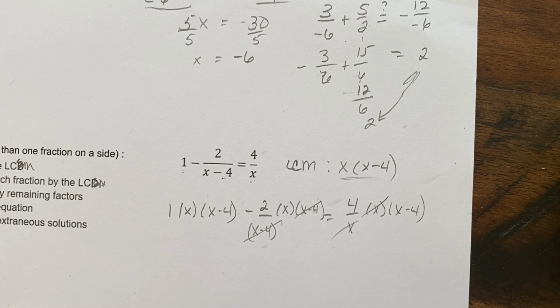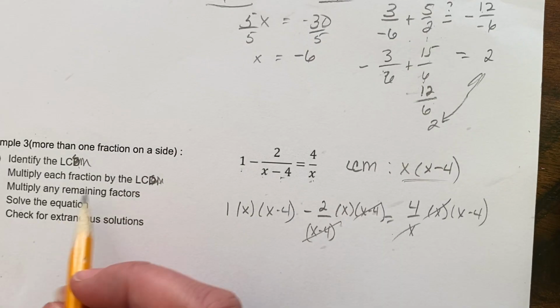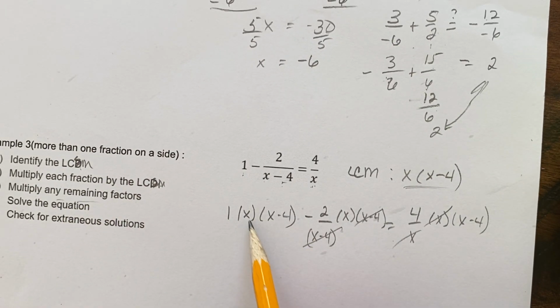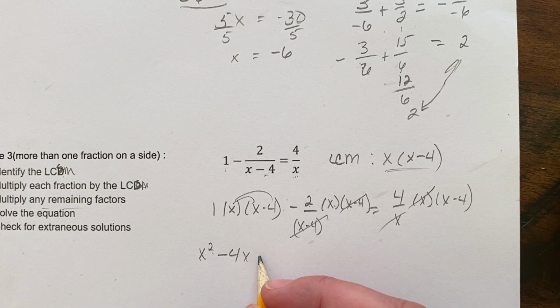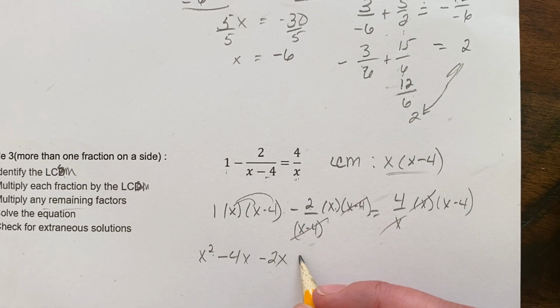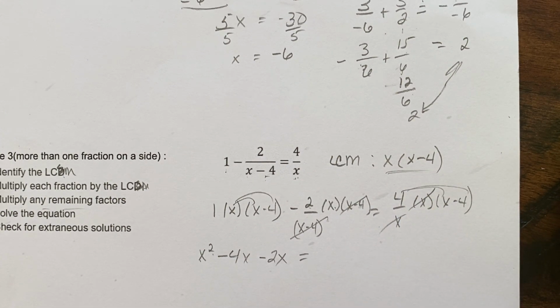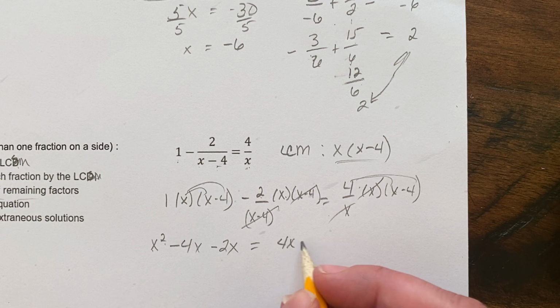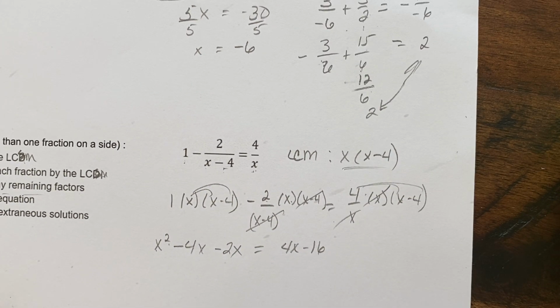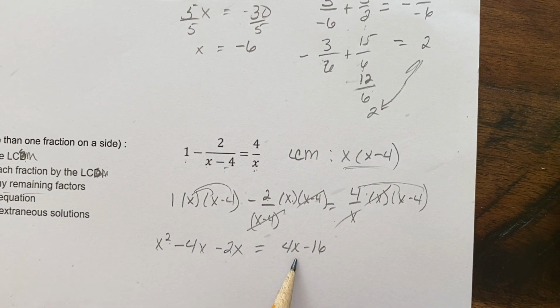Okay, now we're going to multiply each of the remaining factors out. So here again, we have to distribute that x. So we're going to get x squared minus 4x. Here we're going to multiply minus 2x. And then on the other side, I'm going to multiply by 4, both of these. So 4x minus 16. And you can see we have a quadratic for this one.